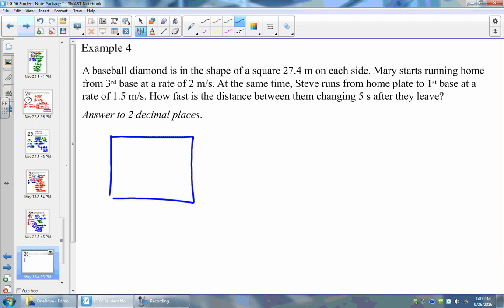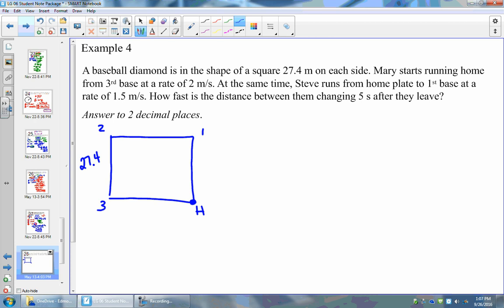All right. So here is my imaginary baseball diamond in the shape of a square. I know that that's going to be 27.4. Let's say that we make home base right here. So anybody who's played baseball before, if that's home, that would have to be 1, 2, 3, right? It kind of runs like in a diamond shape.